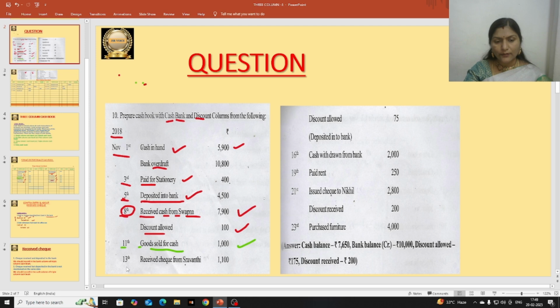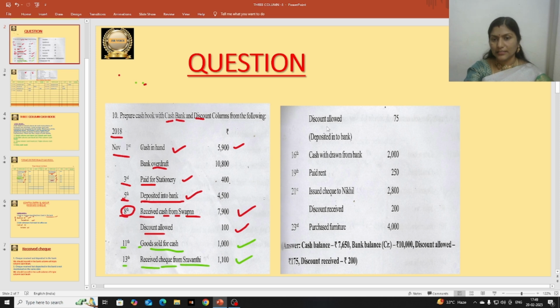So on 13th date what happened? Received. So business is receiving. If business receives anything, we will record on debit side. Okay, and next what they are receiving? Check. Okay, then we should be very careful whenever business receives any check. And from whom? From Shravanti, 1,100 rupees.